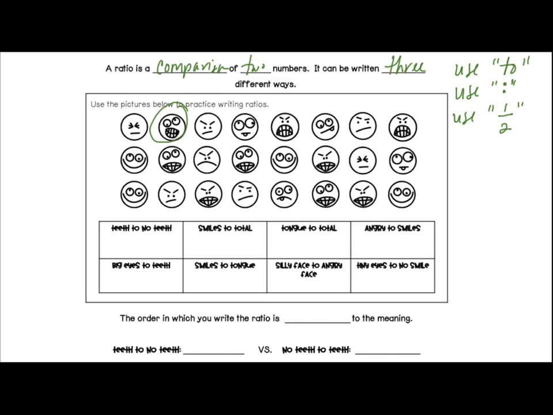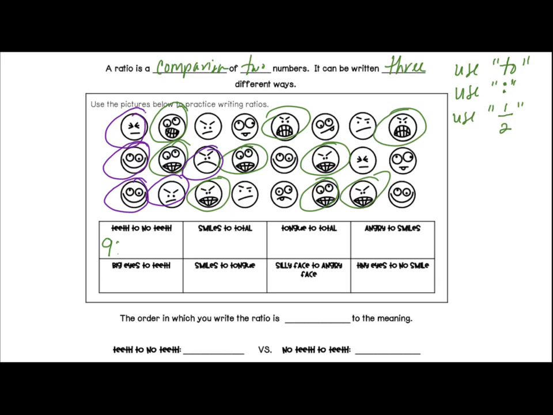So we see 1, 2, 3, 4, 5, 6, 7, 8, 9. It looks like there's 9 that have teeth. And I'm going to compare that to the number that are not showing teeth. 1, 2, 3, 4, 5, 6, 7, 8, 9, 10, 11, 12, 13, 14, 15. So there's 15 that are not showing teeth.